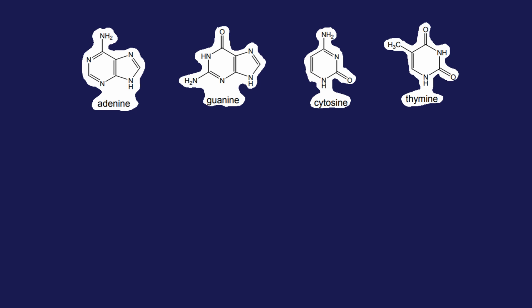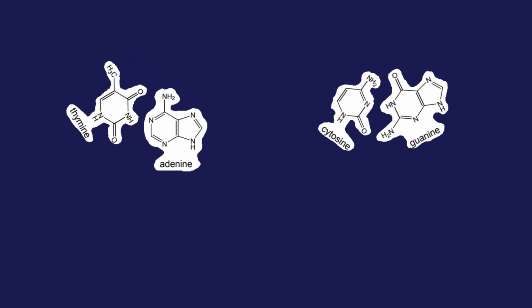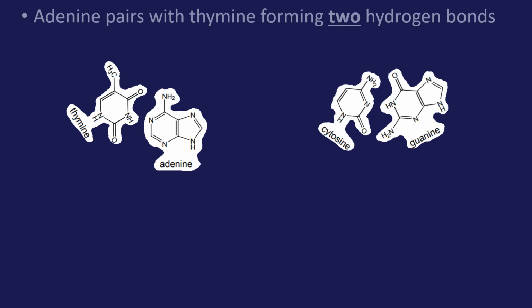So here's our four bases. We're now going to look at how they form their hydrogen bonds, or where the hydrogen bonds form between these four. Okay, so we know that adenine will always pair with thymine, and cytosine will always pair with guanine. And Bryson's theorem, fold your data book in half, abracadabra. Adenine pairs with thymine to form two hydrogen bonds.